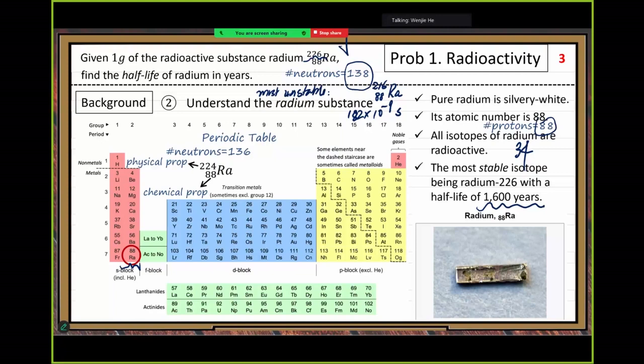All right. So that's the information we need. And this isotope, the half-life is 3.6 days. All right. But here, just to give you some simple background. All right.